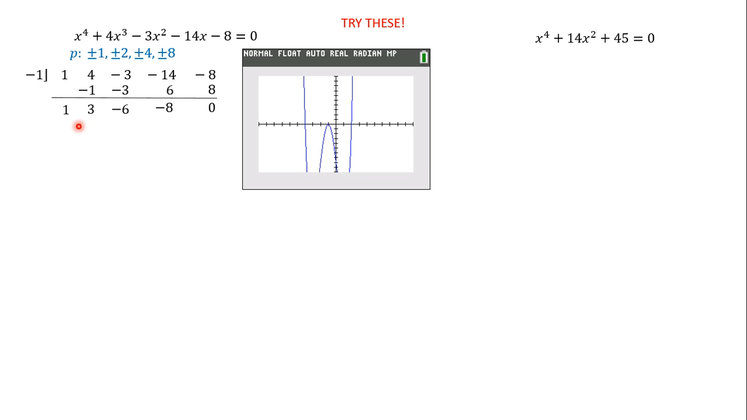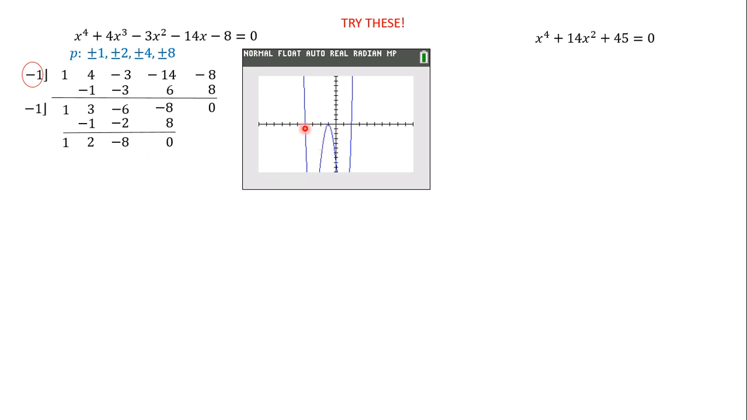Alright, well, now we have this. I'd try -1 again. You may have used different numbers. That's okay. We'll come out with the same answer. So I'm using -1 again, synthetic division. And look, -1 worked again because it was a double root.